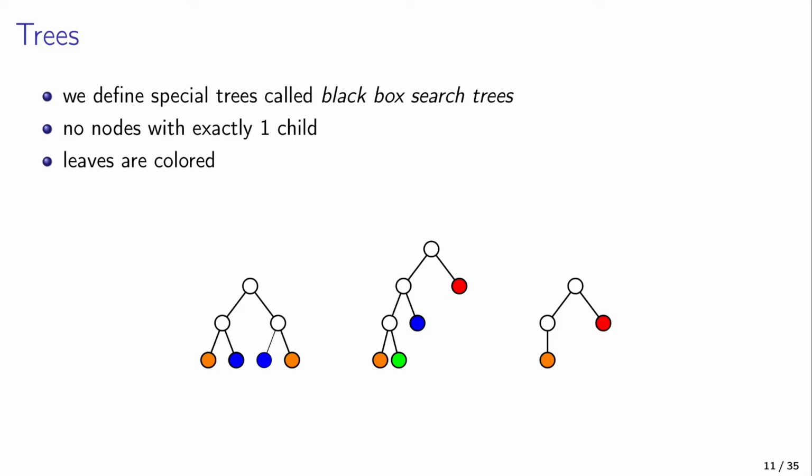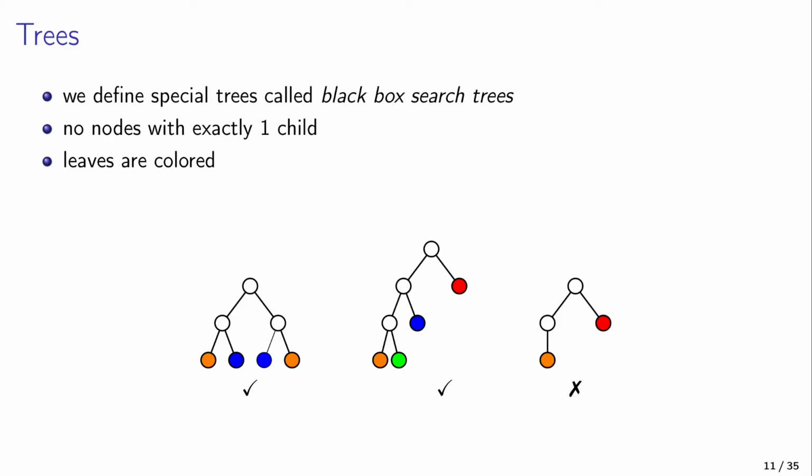I have three example trees here. Let's see if they fulfill the properties. The first one does indeed color all the leaves and has no node with exactly one child, so it is a black box search tree. The second one is a little bit more unbalanced, but still satisfies all the properties, so it is also a black box search tree. But well, the third one does have a node with exactly one child, so it is not a black box search tree.